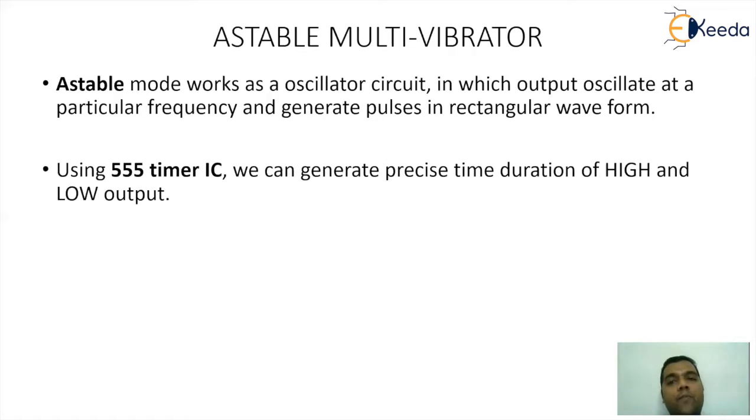The rectangular waveform can also be converted into a square waveform by slight adjustment in the IC 555 circuitry. So we can use IC 555 as an integrated circuit to generate waveforms of precise time durations.